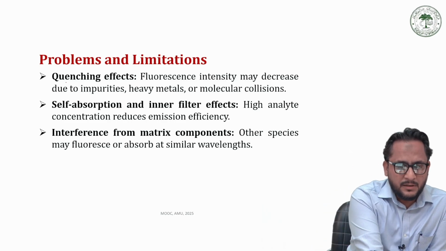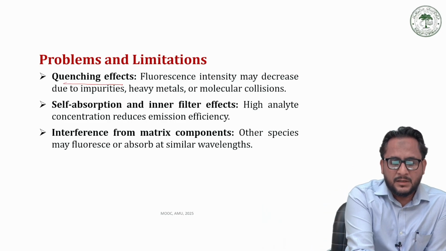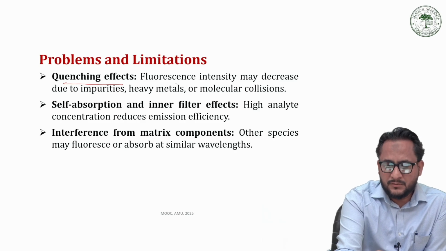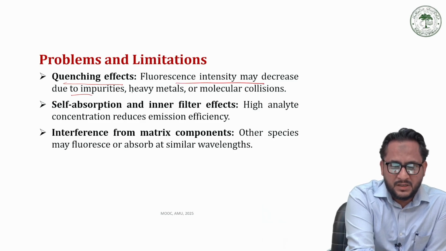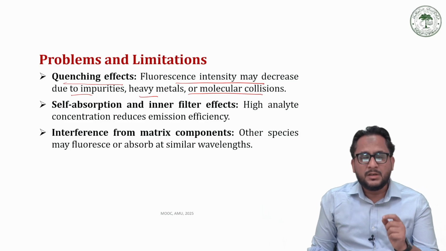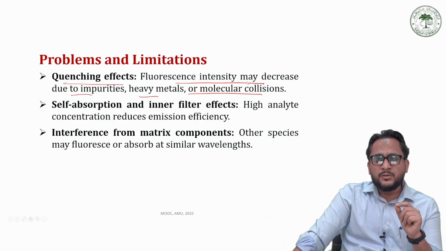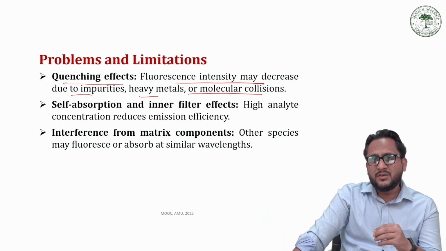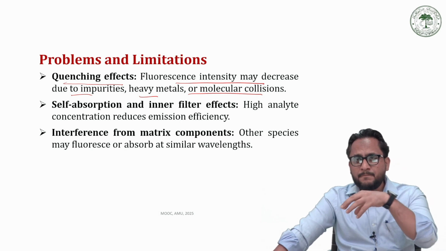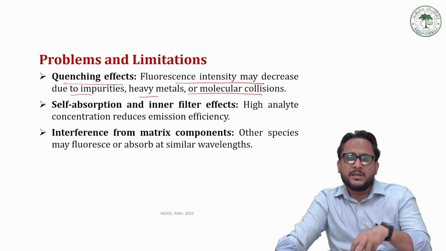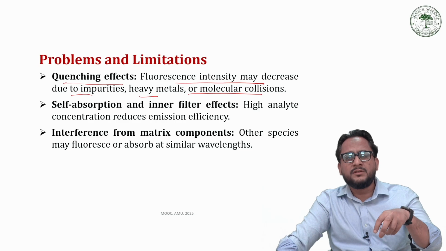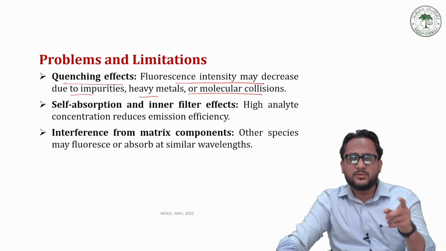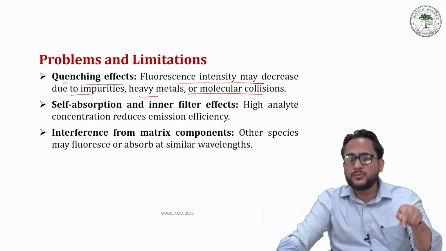First of all, the quenching effects. The fluorescence intensity may decrease, as we all know, due to impurities, heavy metals, or molecular collision. So when we are using quenching methods, we are basically adding fluorescent compounds so that those metal ions or organic molecules that do not fluoresce come and make a complex with these fluorescent molecules, resulting in quenching, the decrease in fluorescence intensity, so that we can say that yes, that particular compound is present.